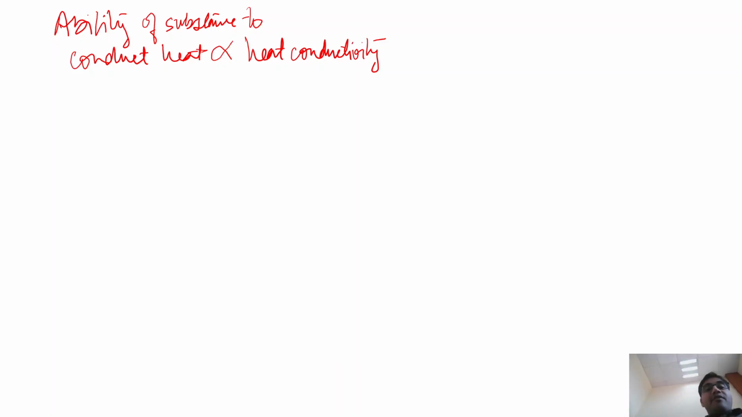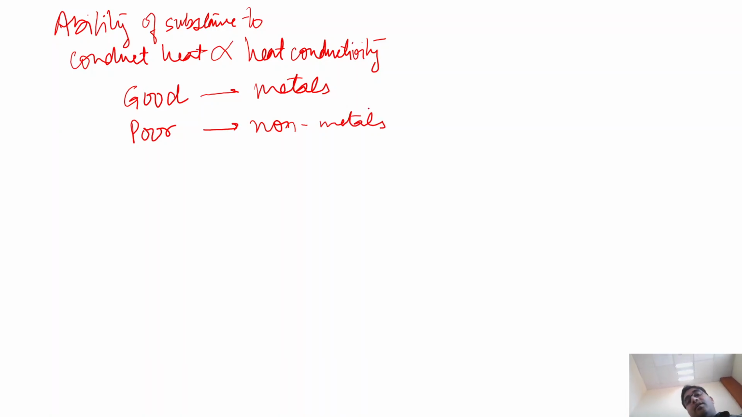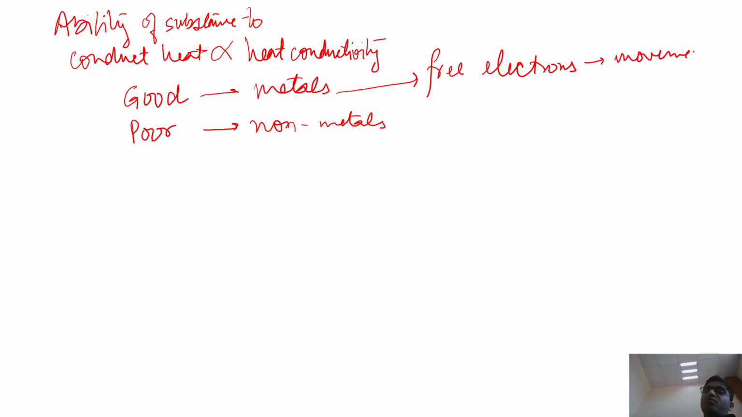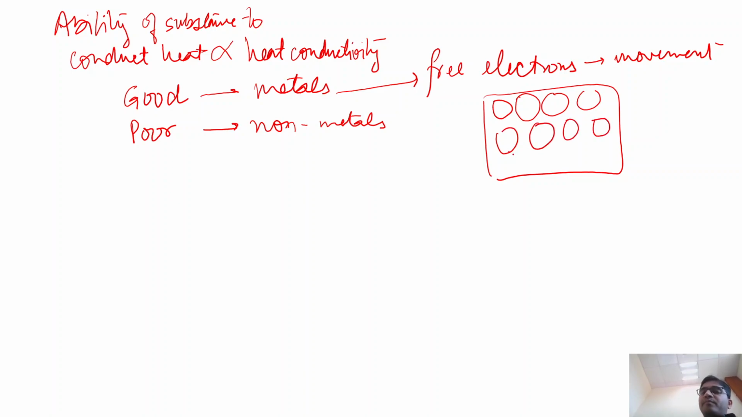It means that there are a few objects which can be called good conductors, for example metals, while a few objects are poor conductors, the non-metals. If you remember, we can explain this: the metals have free electrons in them, which are free to move. If this system is a metal, those free electrons keep on moving, keep on jumping, and in this process they transfer the heat to the last molecule. But in the case of non-metals, this facility is not available, so they cannot conduct the heat.